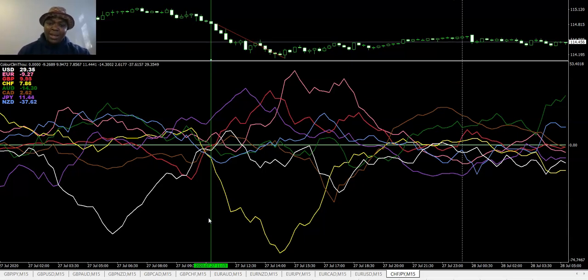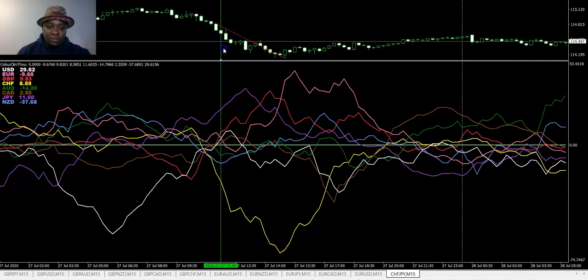Another trade that you could have taken seriously, mainly because if you focus on the CHF GBP, yes, this is another trade that you could have picked.